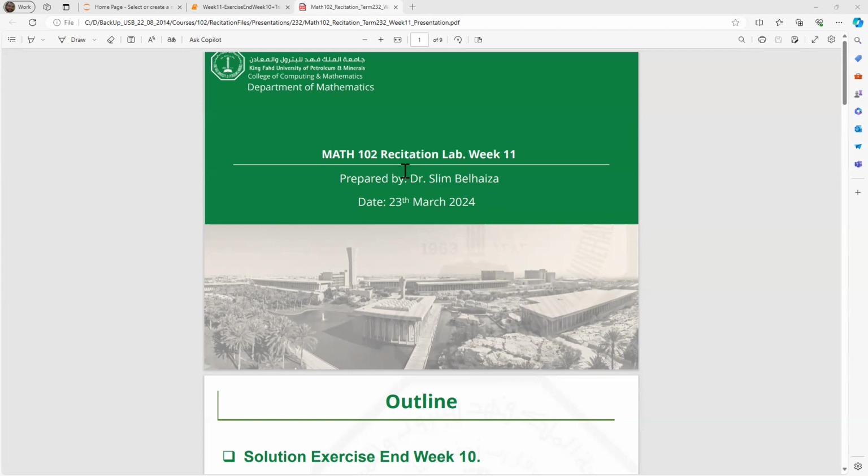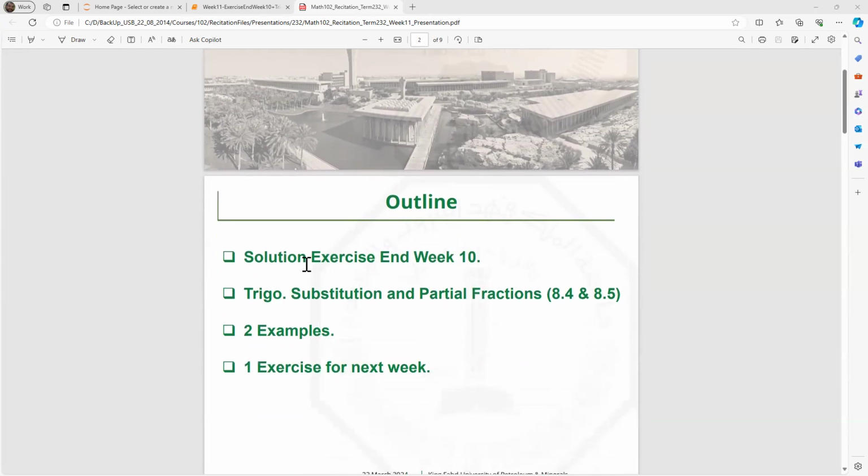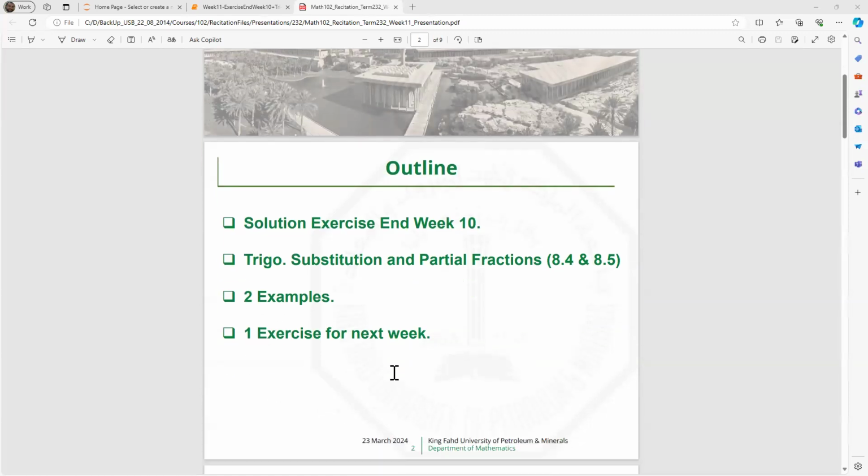Here we record the recitation Math 102 for week 11 lab. So here is the outline of the presentation. We will solve the exercise at the end of week 10, and we'll talk about trigonometric substitution, and we'll start talking about partial fractions, which are mainly sections 8.4 and 8.5 from our textbook. So we will cover two examples, and we'll leave one exercise for next week.